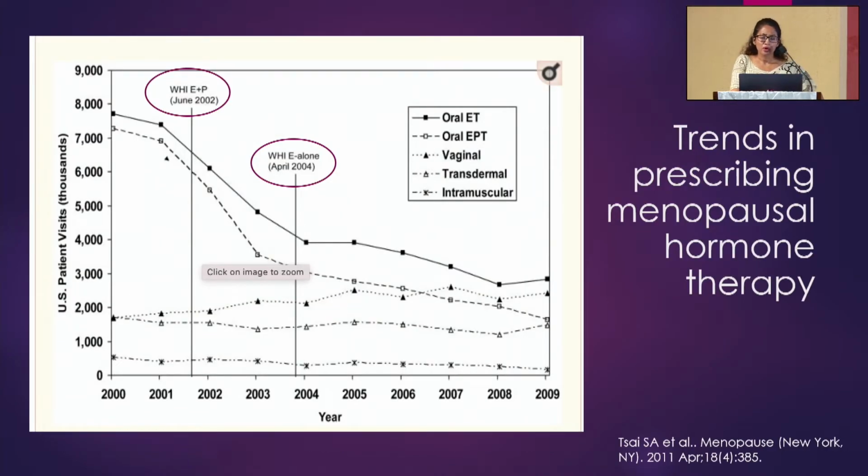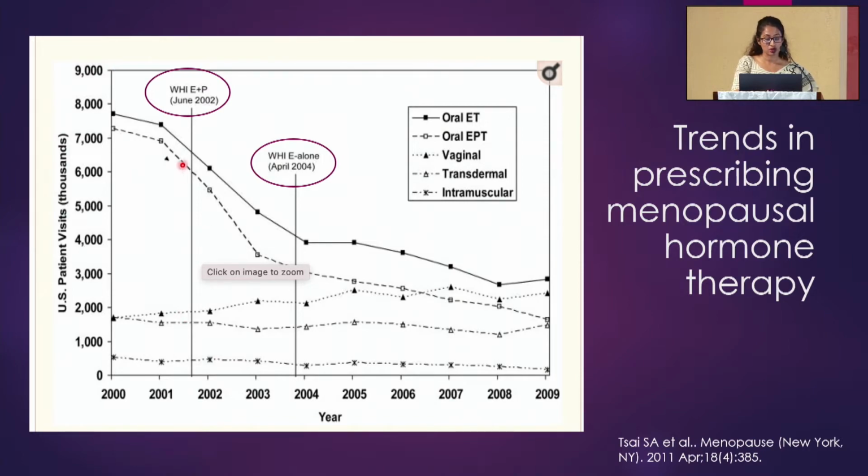So it is important to look at the trends in prescribing practices of menopausal hormone therapy in US. So these are data taken from US physician survey databases. And if you look at early 1990s and 2000, there was about 8 million postmenopausal population on menopausal hormone therapy. So that accounts to about 75% of the menopausal population.